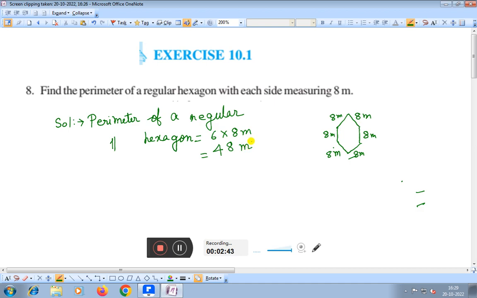Right. Therefore, find the perimeter of a regular hexagon with each side measuring 8 meter. Regular hexagon means all the sides are 8 meter, right. How many sides? It has 6 sides, therefore you have to multiply 6 with 8, that is 6 8s are 48 meter. Therefore the perimeter of a regular hexagon is 48 meter. This is the solution of question number 8.